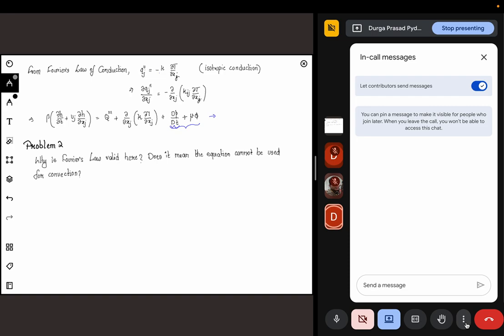We are trying to come up with a differential form. So in this, if you are assuming convection, then what do we do to make it solve, or how can we make it useful for convection? And why do you think this won't apply for convection?